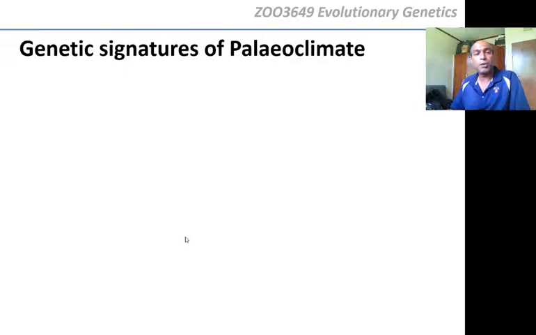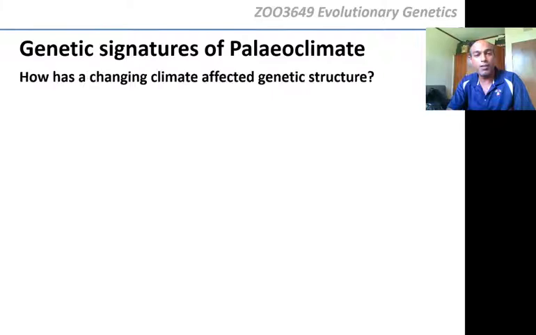Okay, so what are the genetic signatures of these paleoclimatic events? So in other words, what I'm saying is phylogeography wants to recreate the historical events that resulted in the gene trees or genetic signatures. So what we want to know is what genetic signatures did the paleoclimatic ice age event create? What did that historical event create? Okay, how did the changing climate affect the genetic structure?